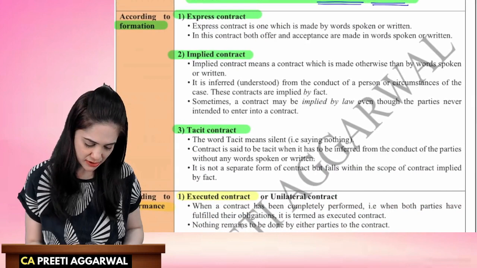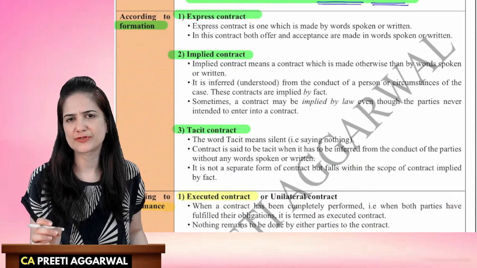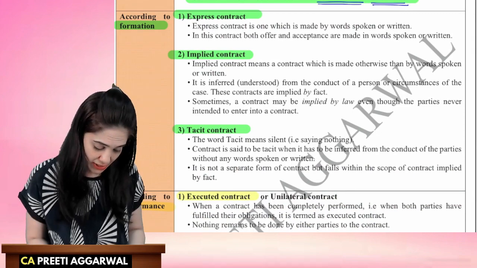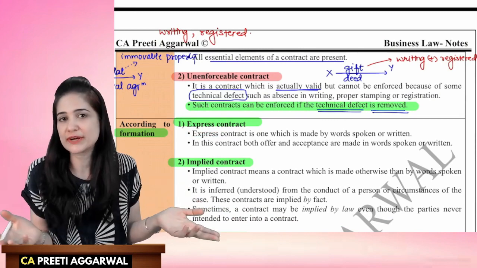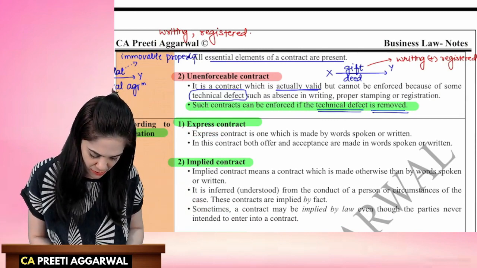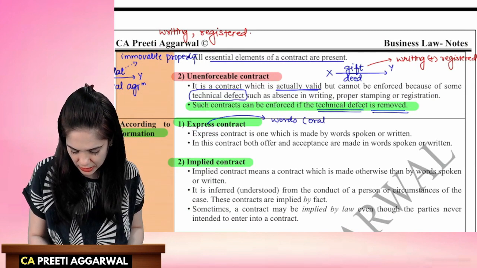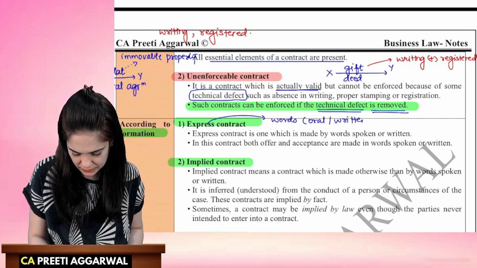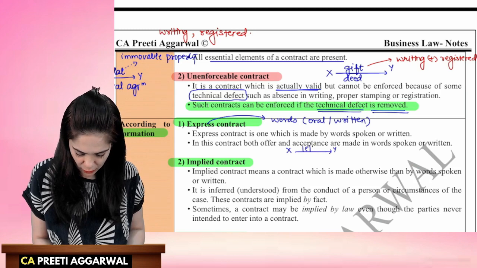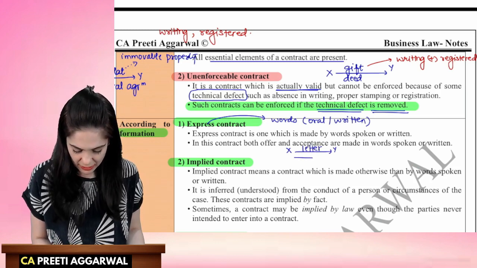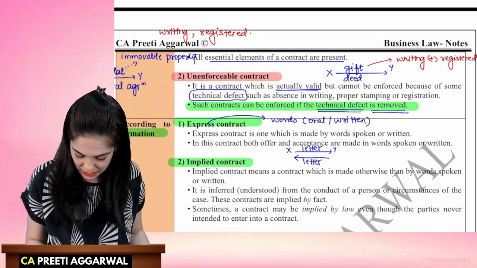According to formation, we have contracts classified as express contract, implied contract, or tacit contract. Now, the word express means it is expressed in words, oral or written. So, X writes a letter to Y offering to sell his car. Y also replies by letter. Words are used. It's an express contract.